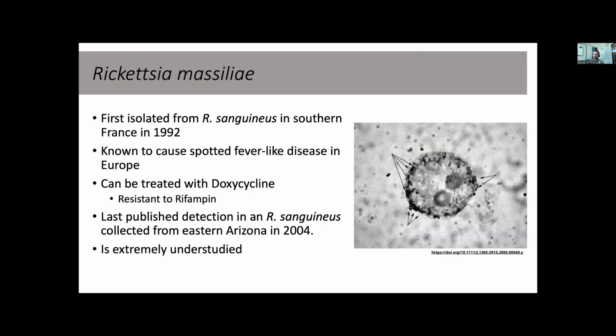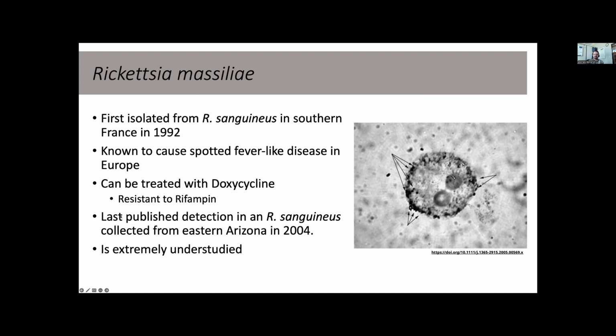So now, what is Rickettsia bacilliae? Rickettsia bacilliae was first isolated from Rhipicephalus sanguineus in southern France in 1992. It has been known to cause spotted fever-like disease in Europe, specifically Mediterranean-like spotted fever. It can be treated with doxycycline like Rickettsia rickettsii. However, Rickettsia bacilliae is resistant to rifampin.